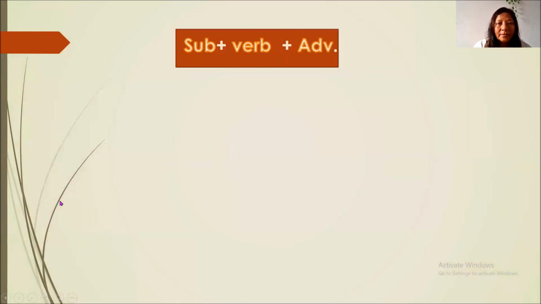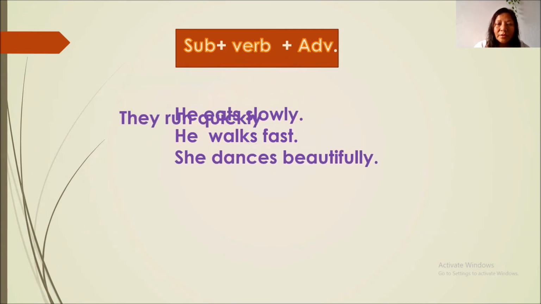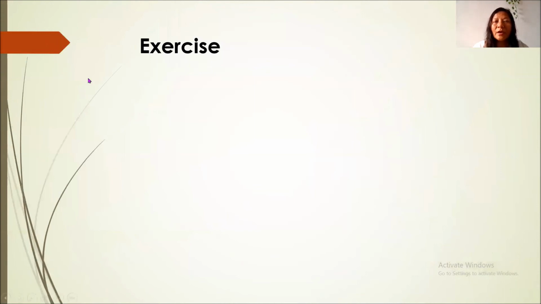The next structure is subject plus verb plus adverb. For example, he walks fast, she dances beautifully, they run quickly, we work hard. These are examples of subject plus verb plus adverb. An adverb always describes the verb. You will learn later about adverbs also.